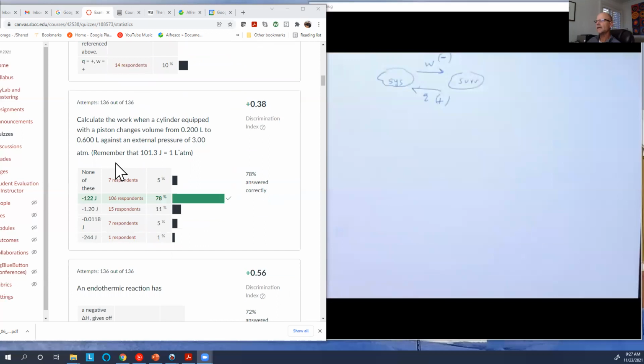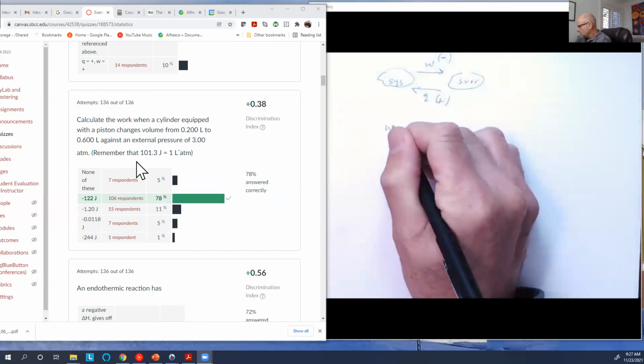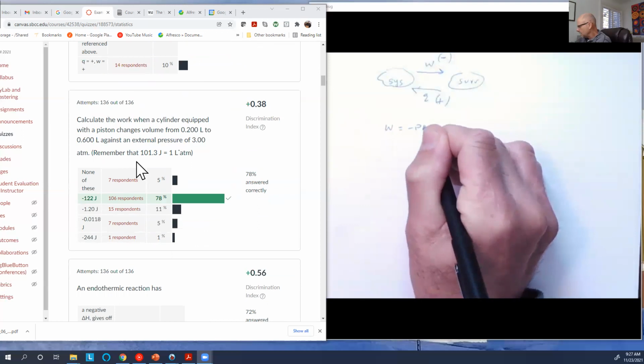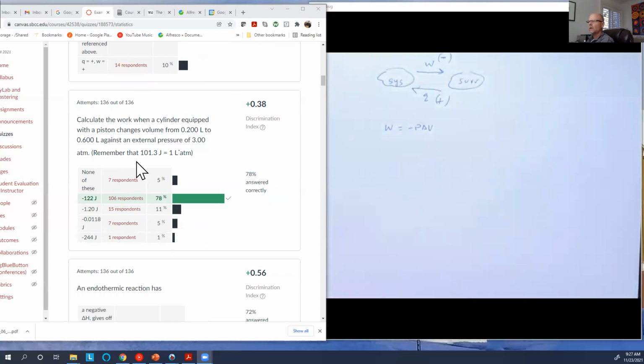This problem: calculate the work when a cylinder equipped with a piston changes volume against an external pressure. Here, you just want to use the equation W equals minus P delta V to calculate the work. That's going to give you the work in liter atmospheres. Then you just use this conversion factor right here to convert from liter atmospheres to joules.